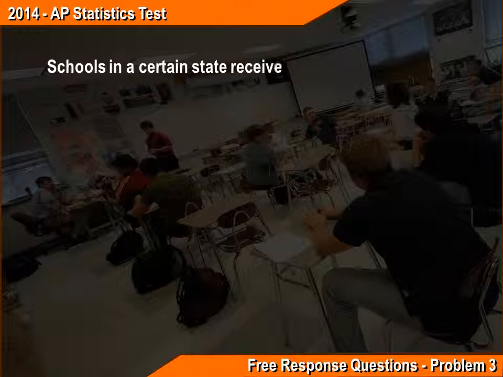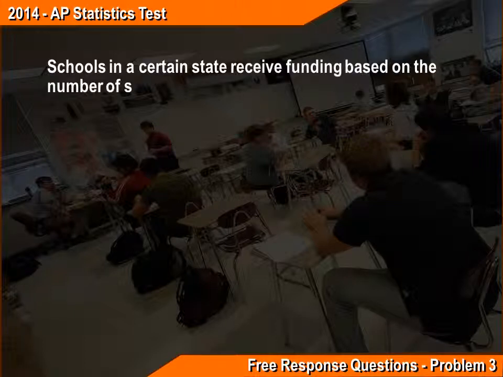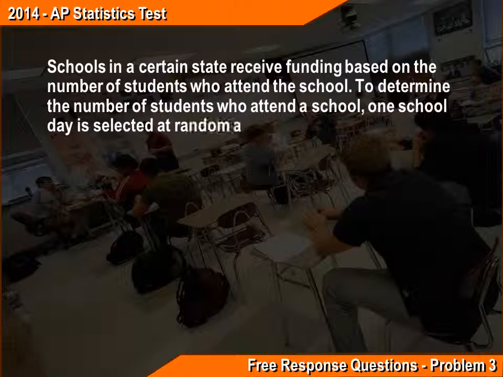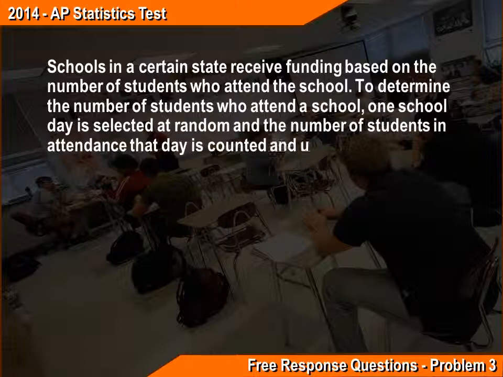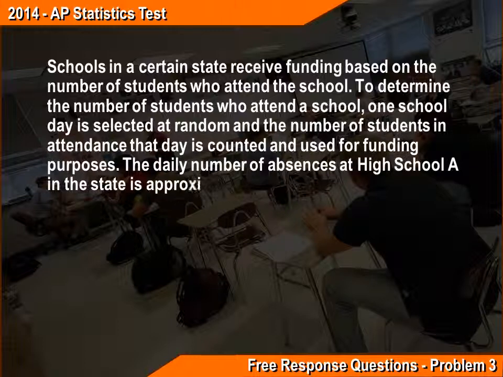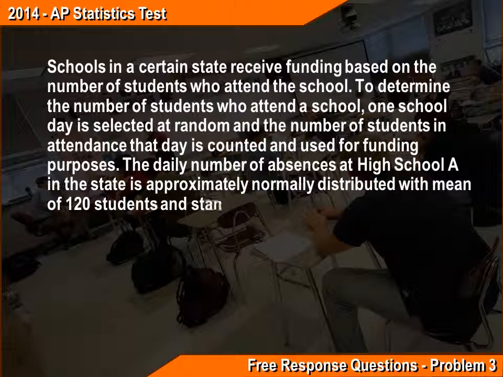Schools in a certain state receive funding based on the number of students who attend the school. To determine the number of students who attend a school, one school day is selected at random and the number of students in attendance that day is counted and used for funding purposes. The daily number of absences at High School A in the state is approximately normally distributed, with a mean of 120 students and a standard deviation of 10.5 students.